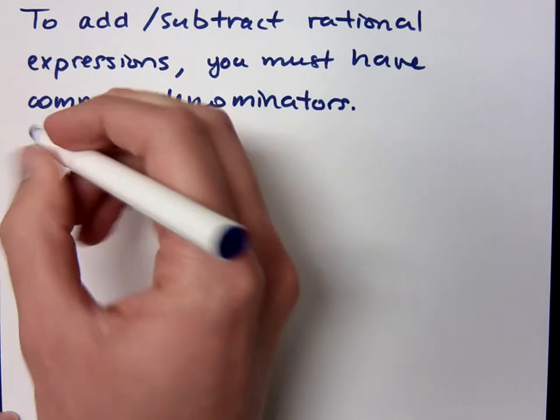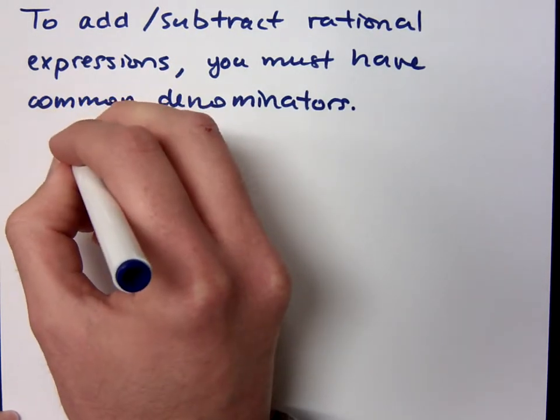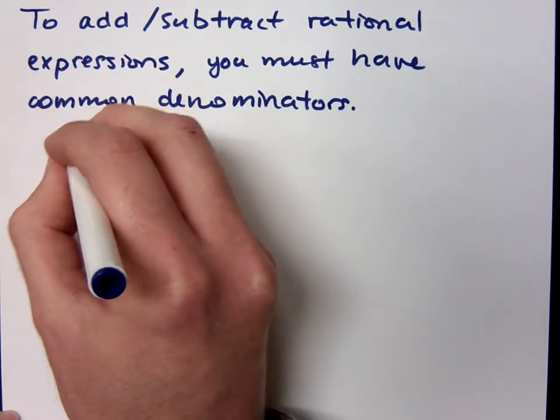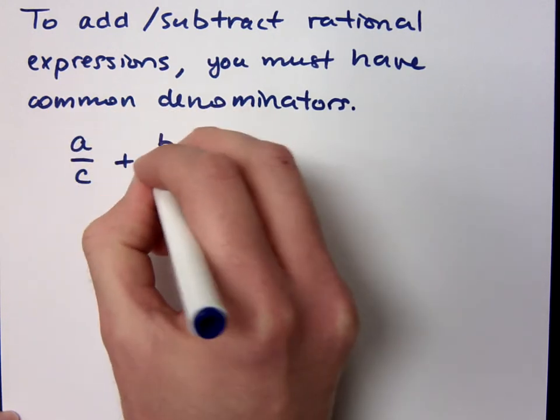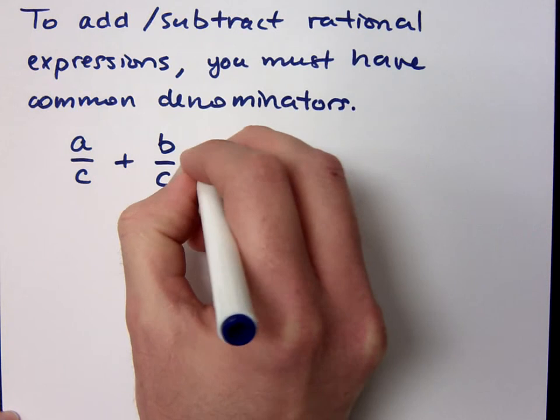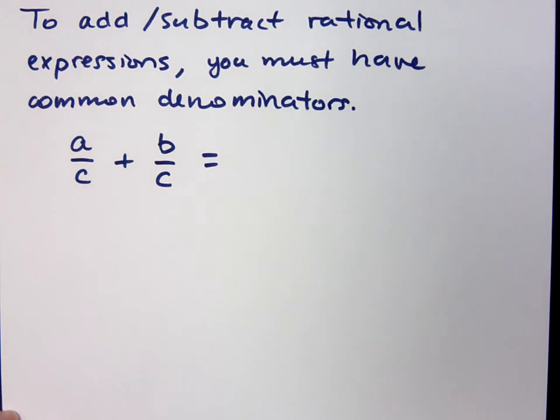Whenever we're talking about combining and adding fractions like a over c plus b over c, how do I combine this?